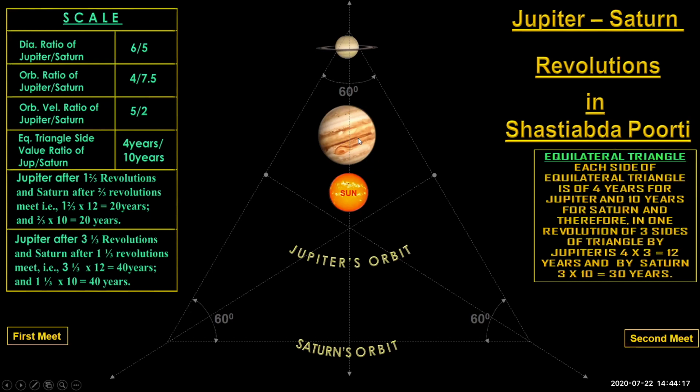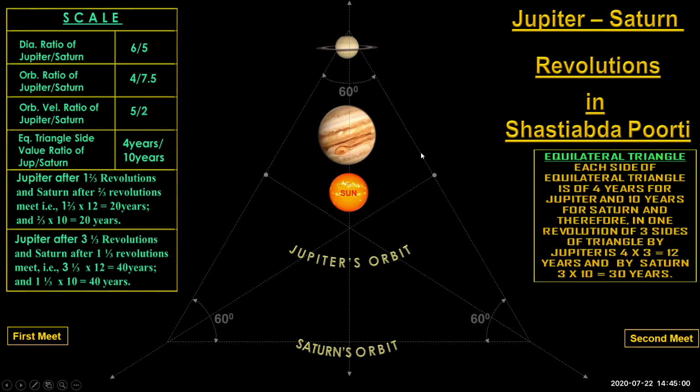I have put in a small equilateral triangle here, very feeble. It can be observed. In this equilateral triangle, the three sides are equal, the three angles are also equal. For Jupiter, for one complete revolution, it passes through the three sides of the triangle. So for 12 years it completes, each side is 4 years for Jupiter. For easy understanding by the viewers, I have put it. It completes one triangle, one revolution, 12 years, each side 4 years.